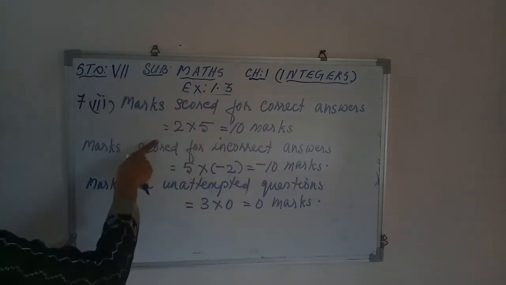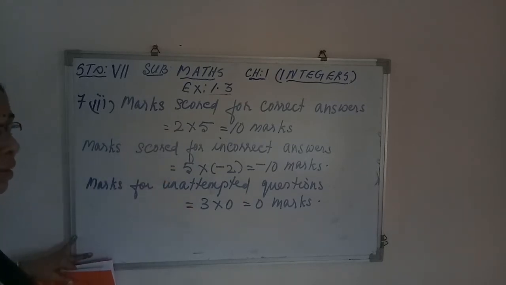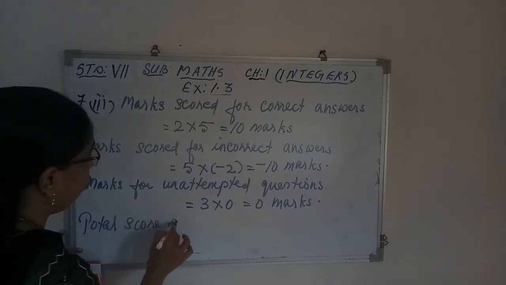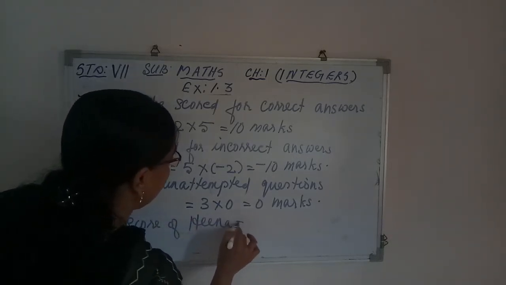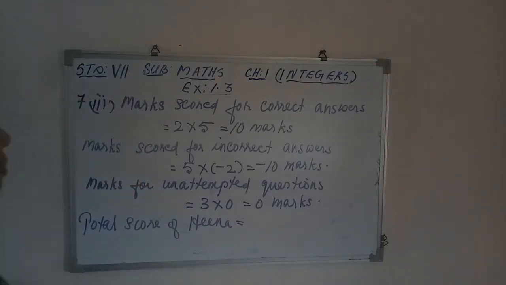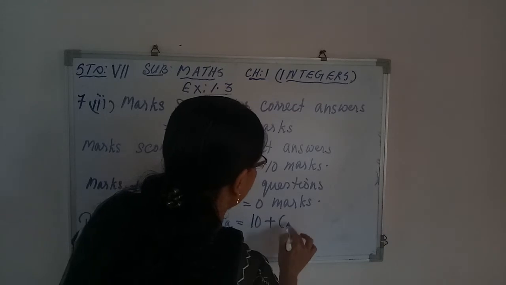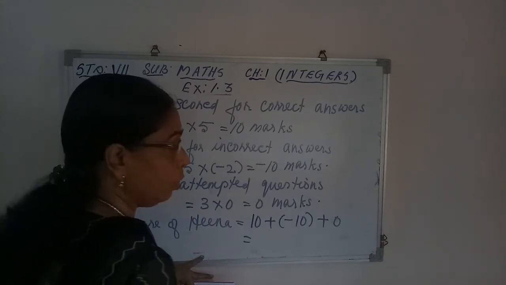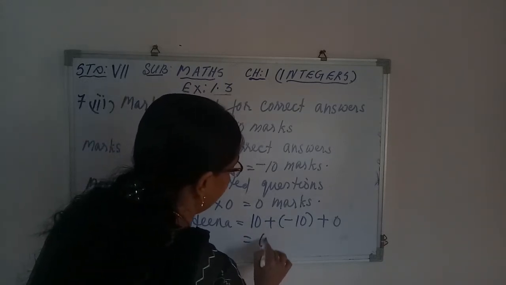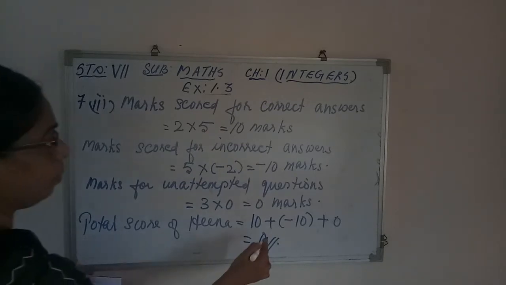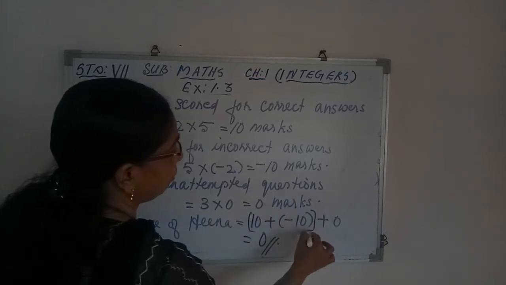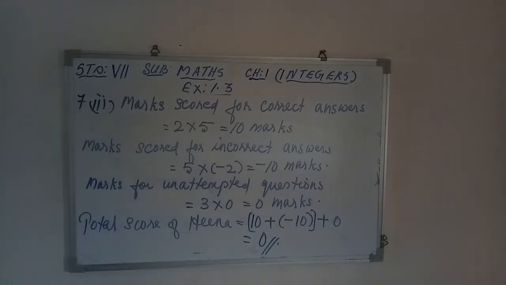Because then only total, it will be 2 plus 5, 7 plus 3, it is 10 questions. Then total score of Hina is equal to 10 plus -10 plus 0. You know that 10 plus -10, 0. Finally, we will get 0. So if you want, you can use the property also. 10 plus -10, we can group it. So it will be 0. Is that clear? The 3 questions in that.